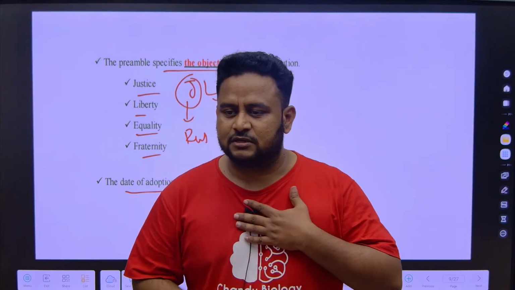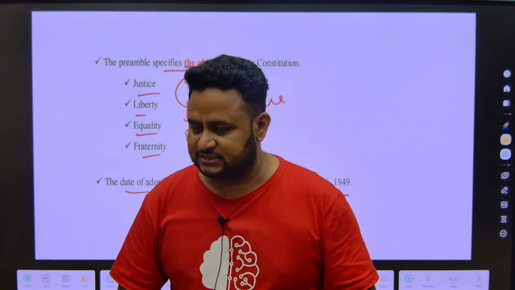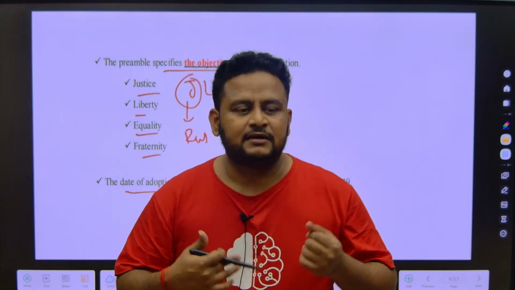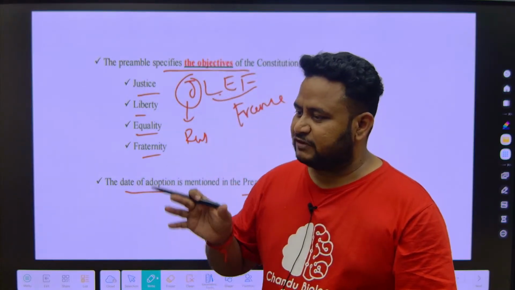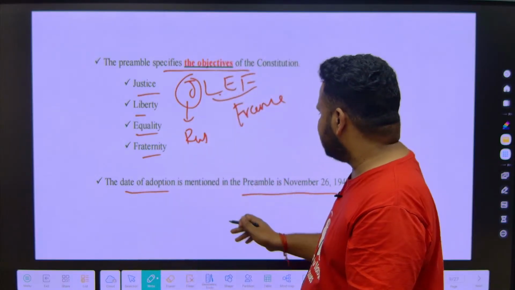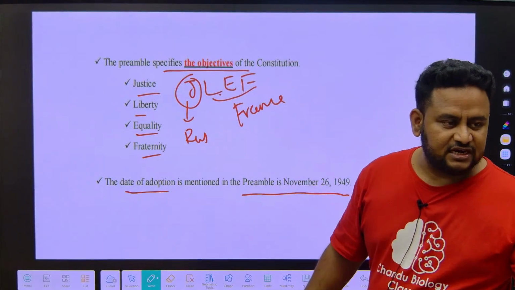Objectives resolution is me, consider me Jawaharlal Nehru. I brought it on December 13, 1946. You people discussed and modified it and made it the preamble on January 22nd, 1947. That's it. Good. But the concept of preamble was first used by whom? US Constitution. Got it?